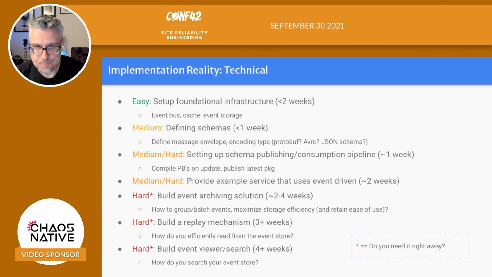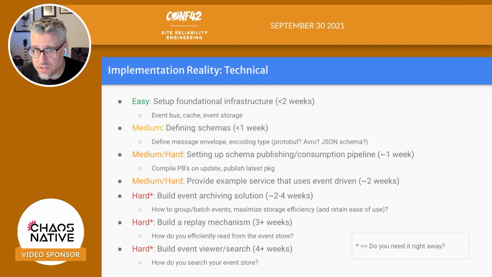So I figured it would probably be helpful to put down how much time certain parts of this are going to take, at least from the technical perspective. I have a couple more slides at the very end of the presentation which go into how much time it takes for the organizational aspect of it as well, but I'll leave that for later.